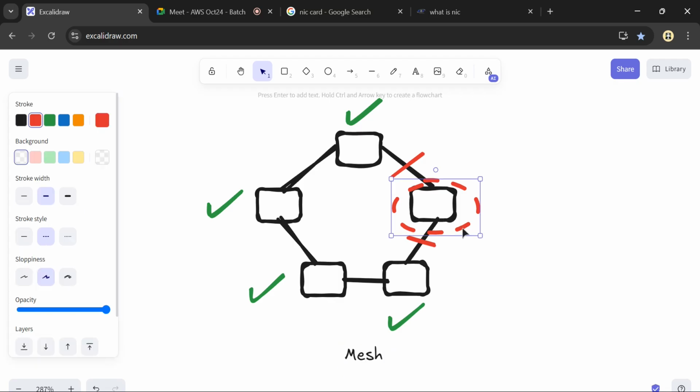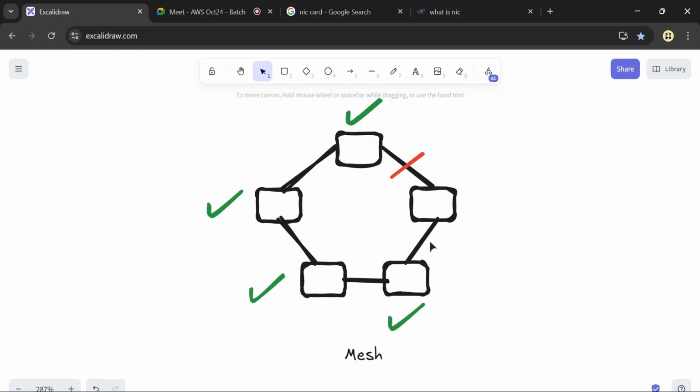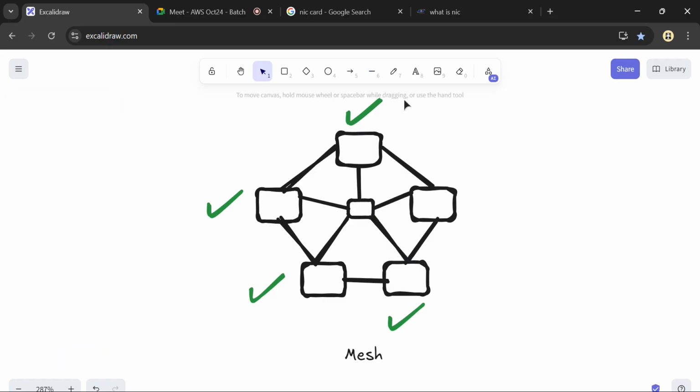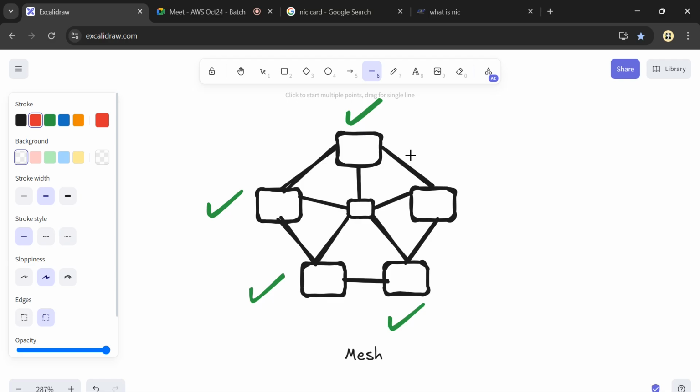So what happens in mesh is that you will have this, along with this, you will have a common device, and they will be connected like this. So now this provides high availability. Even if one of the connections breaks, you still have a connection the other way. So even if one of the cables breaks here, this device will still be able to communicate via another way. Right? There is another way it can connect.